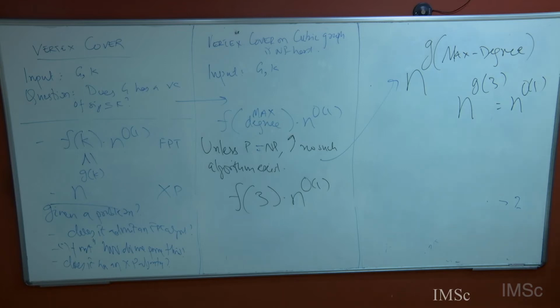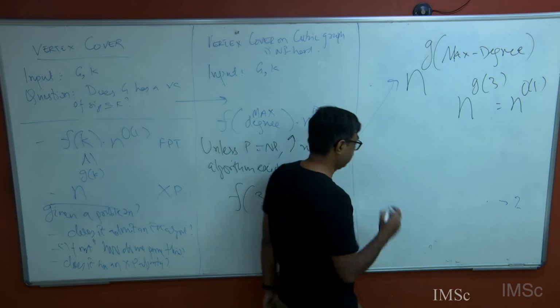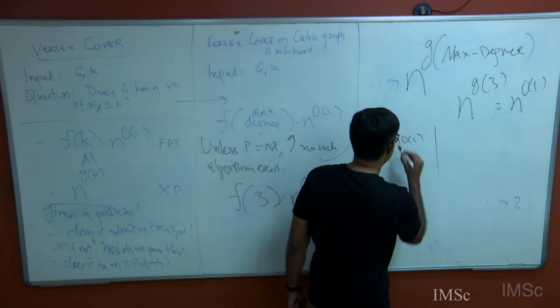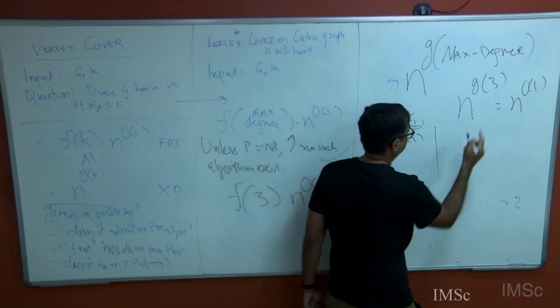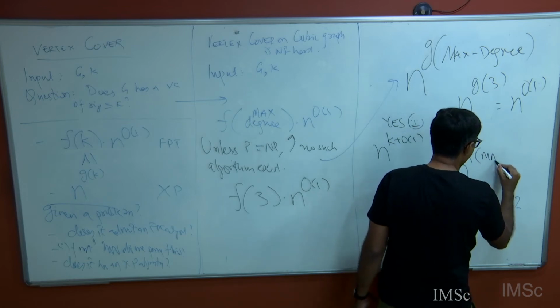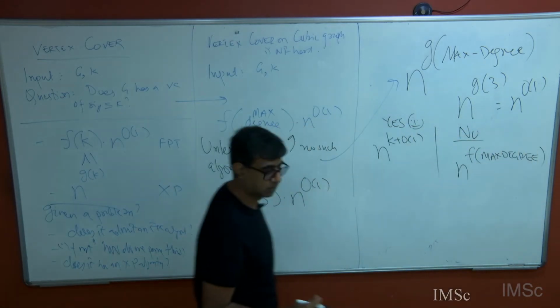So for the vertex cover, when I asked you to measure the running time as a function of the solution you are trying to construct, okay? So look at the two things. We made an algorithm. Now look at the vertex cover. We did make an algorithm which was running time n to the power k plus big O of 1, right? Yes, happy face. But here we say no n to the power f of max degree algorithm. You agree? That's what we showed.